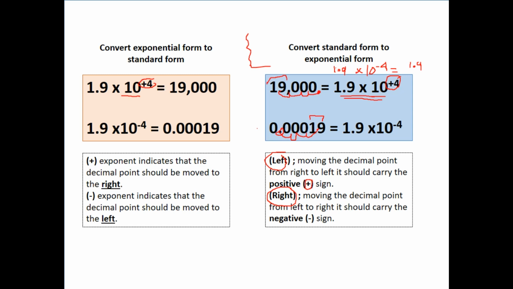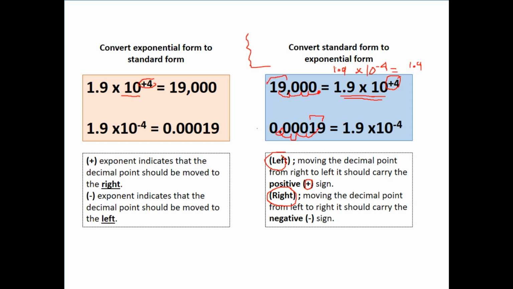Okay? Why is that? Because if it is positive, if we are going to convert that to standard form, it becomes 19,000. Okay? Which is not correct. So, we have 1.9 times 10 raised to the power of negative 4.